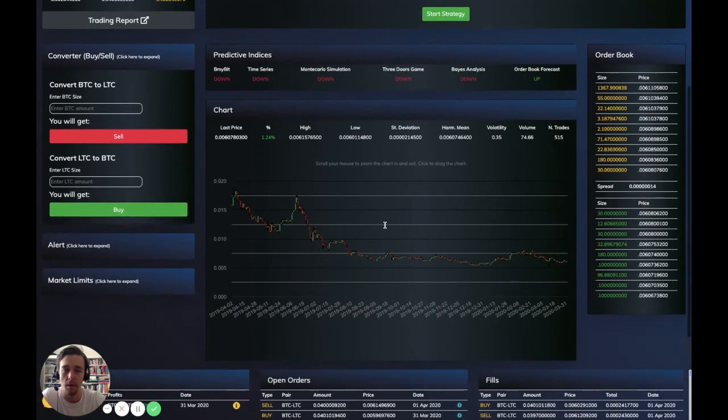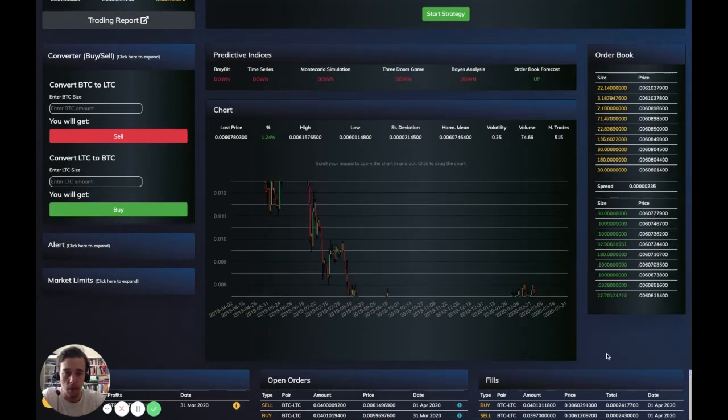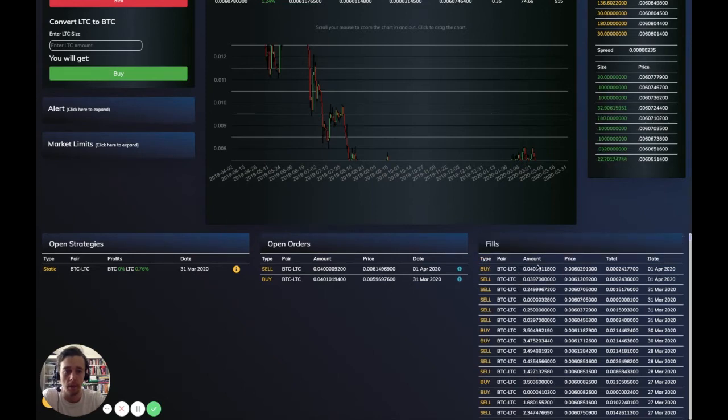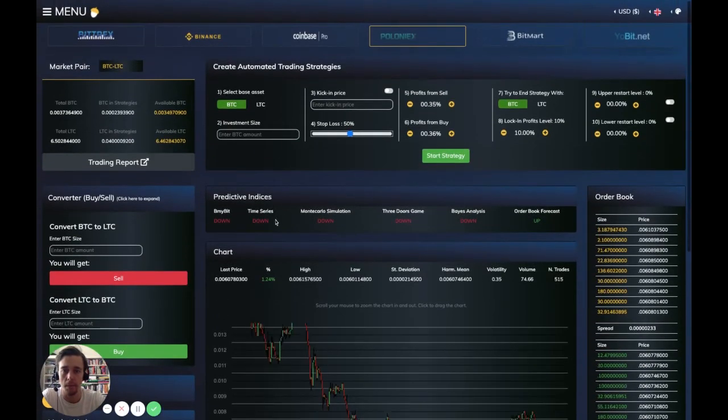And then you've got a chart here of what the markets are doing, the percent gain in the last 24 hours, volatility, volume, etc. And down here at the bottom, you can see your open strategies on this exchange, your open orders, and your fills on the right hand side. So let's just dive in and set up a strategy.